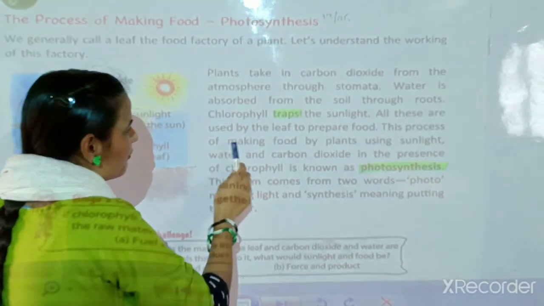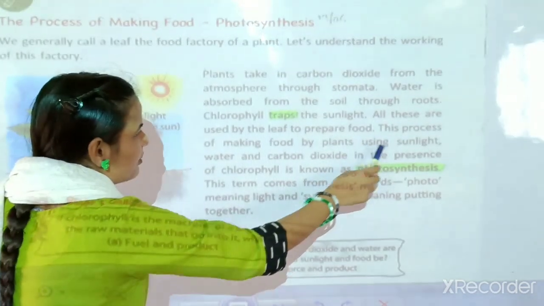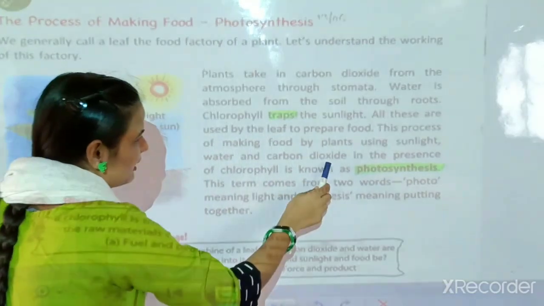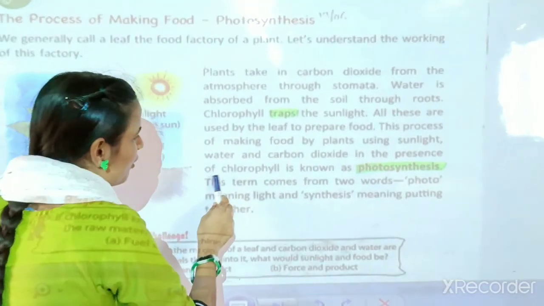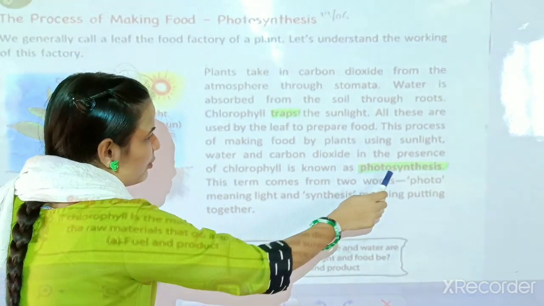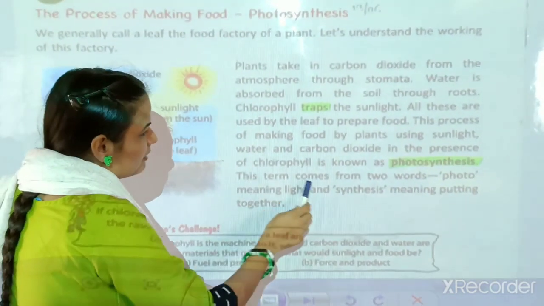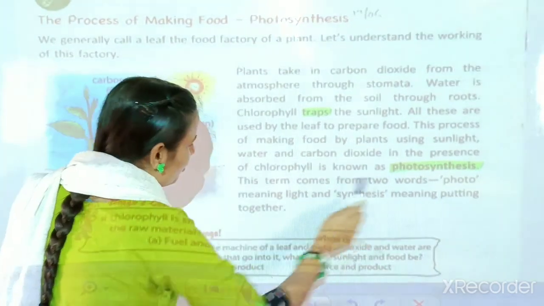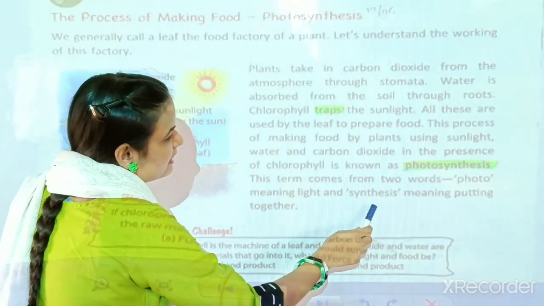This process of making food by plants using sunlight, water and carbon dioxide in the presence of chlorophyll is known as photosynthesis. The term comes from two words, photo meaning light and synthesis meaning putting together.